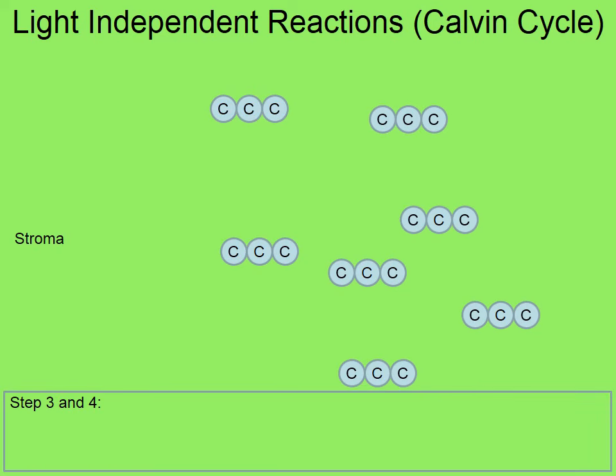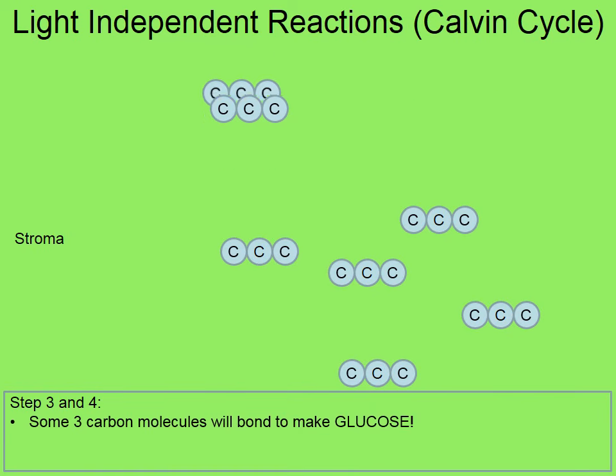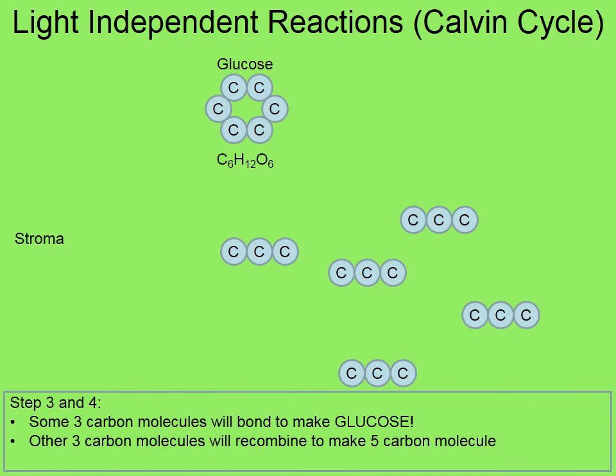So what's going to happen with all of these PGAs, all of these phosphoglycerates? Well, 2 of them are going to bond with one another with the help of various enzymes to make glucose. And that's the whole point of photosynthesis, make glucose. But what about the other PGAs? Well, they're going to be broken down and recombined as well with the help of ATP, with the help of various enzymes that I just didn't picture.